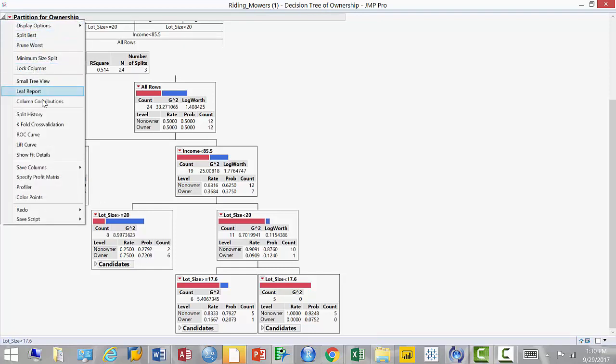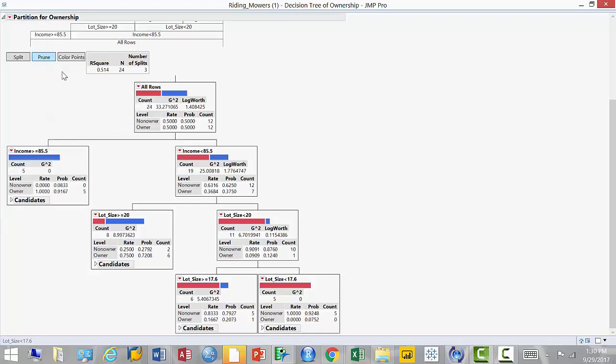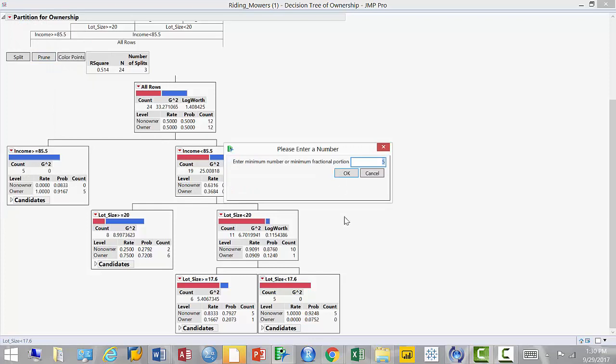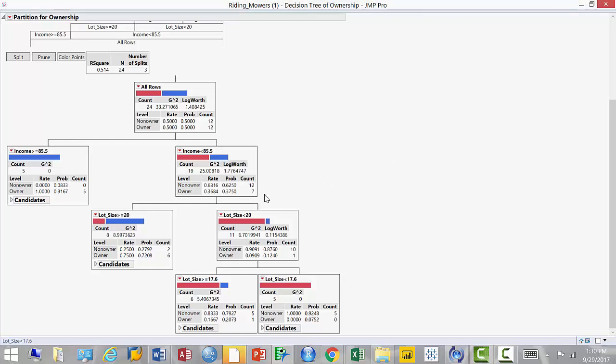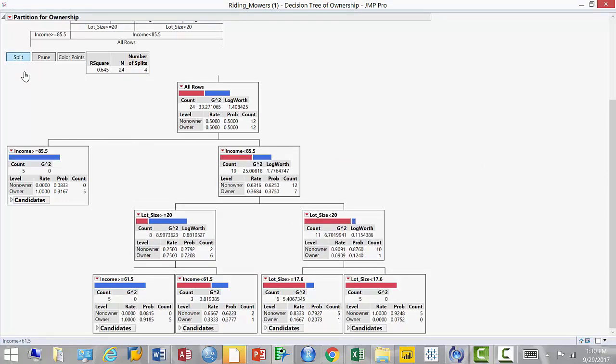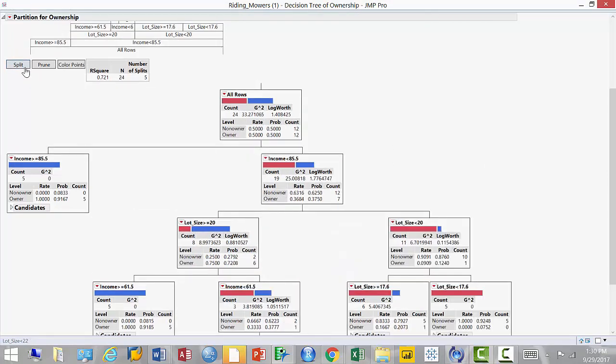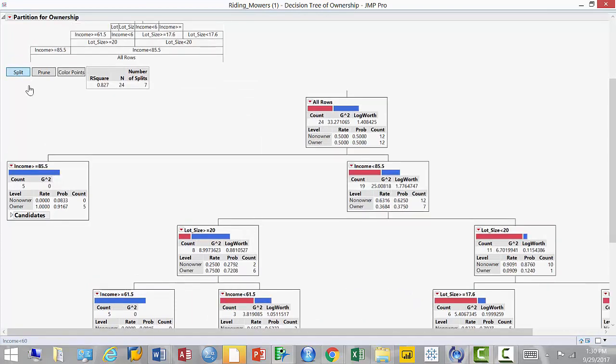So go to the red triangle and go to the minimum split size right there. And you can see 5. So that's why this subset of 8 could not be split further, because no matter how I slice it, one of them is going to be less than 5. So let me go ahead and make it 1, just for the heck of it. Let's see what happens. And then I click OK, and if I start clicking again on the split, the tree actually goes even deeper. There are a few more splits until I don't have any splits anymore.